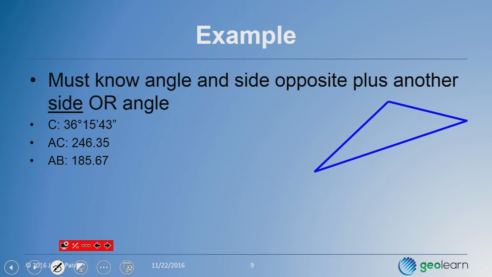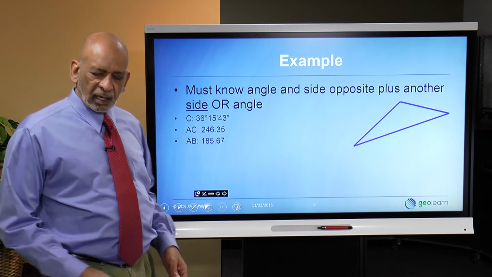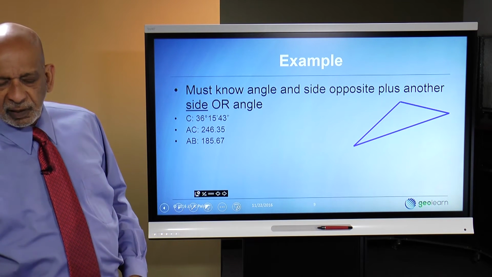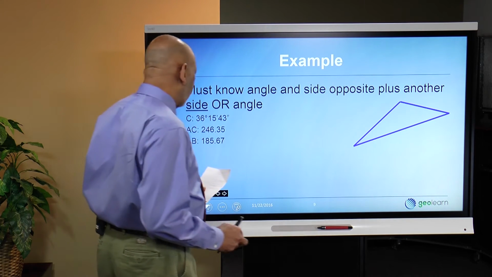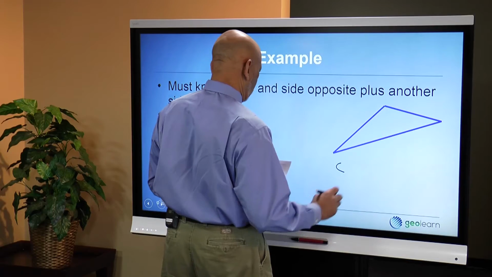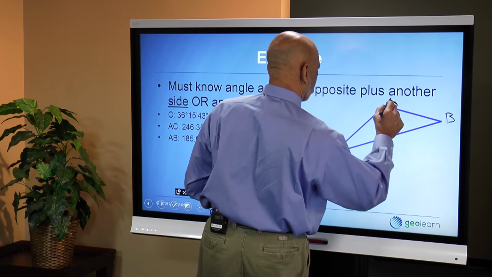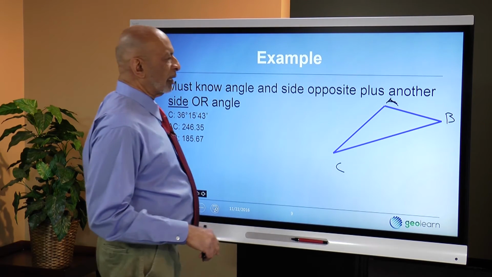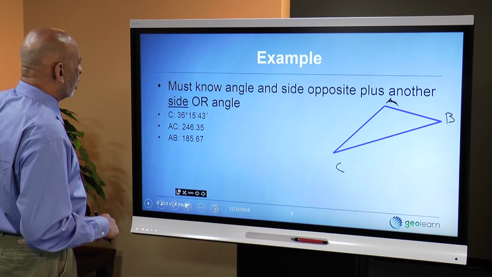So let's do an example problem. To be able to use the law of sines, you must know an angle and a side opposite the angle, plus another side or an angle. So for the example that I'll work, I'll have a known side. We have here point C, point A, and point B. And we don't know what this looks like, so it could be the triangle doesn't even come out anything like this. I've just labeled it so that we can start to imagine.